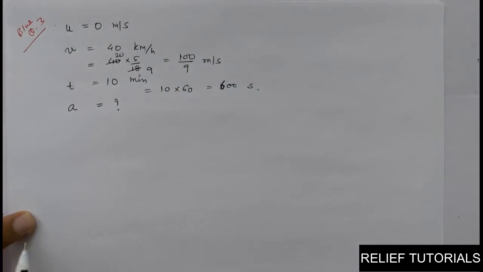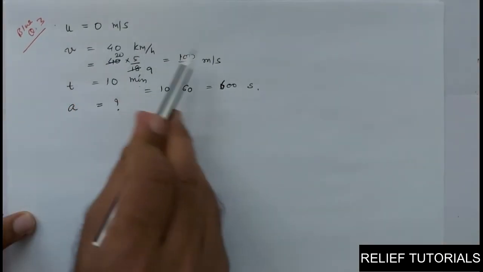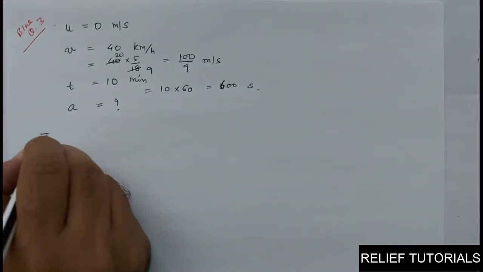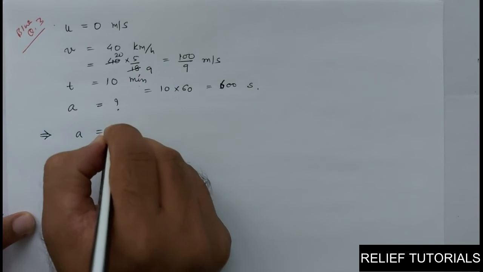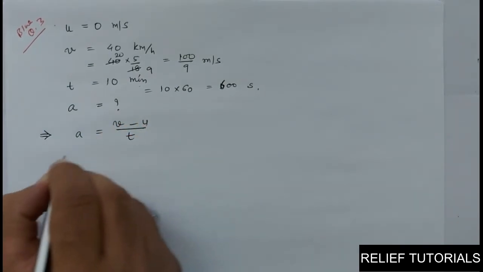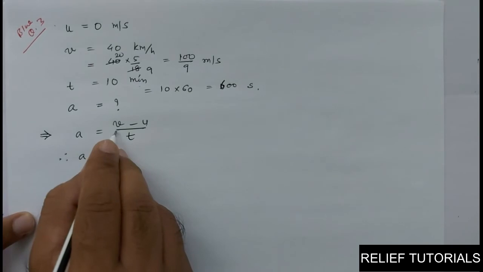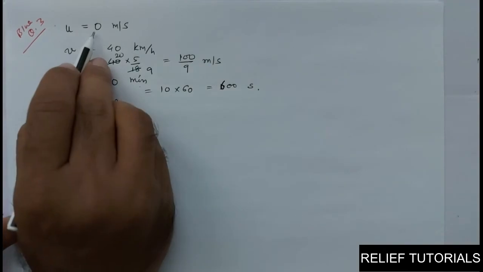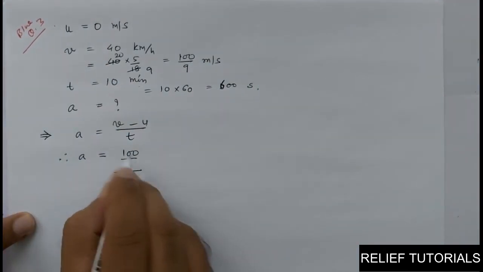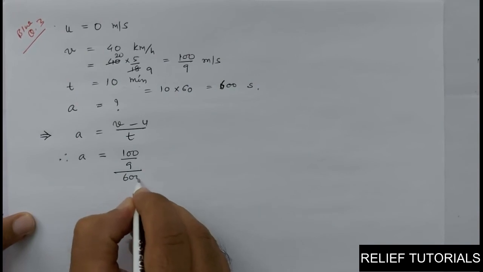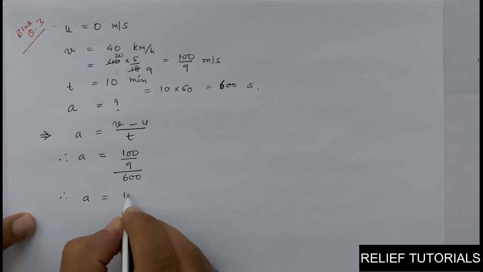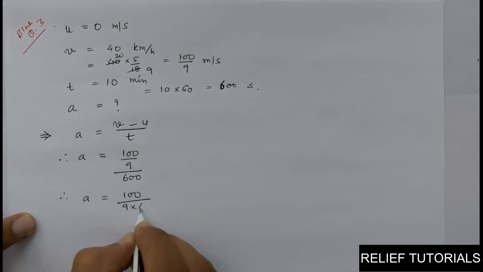So don't be in a hurry. First of all, look at the units and match the units, meter per second and second. Only then will you have your answer of acceleration in terms of meter per second square. So A is equal to V minus U by T. Therefore, A is equal to, what is V? V is 100 by 9, minus U is 0, so no need to write minus 0, upon T. T is 600. Transfer this 9 to the denominator. So A is equal to 100 by 9 into 600.